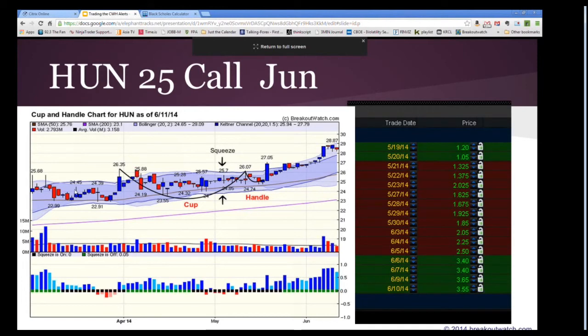So what I did on May 19th is I bought a $25 call, a June option, because I'm in May at this point. So I wanted to give it enough time. And this is the actual price I paid, $1.20 right here.